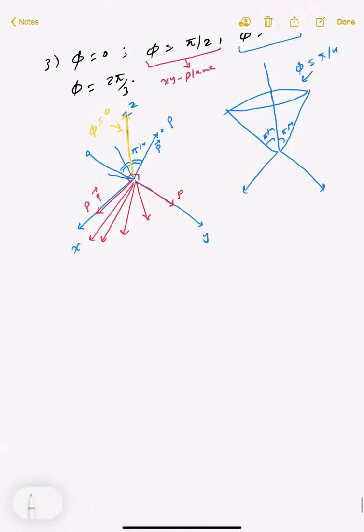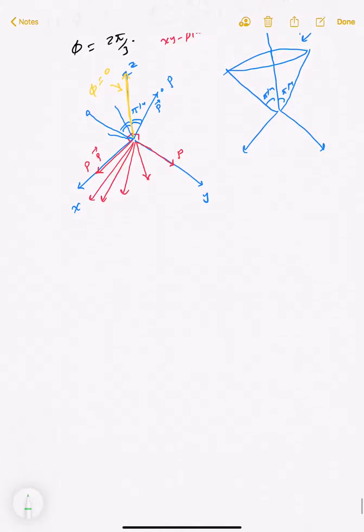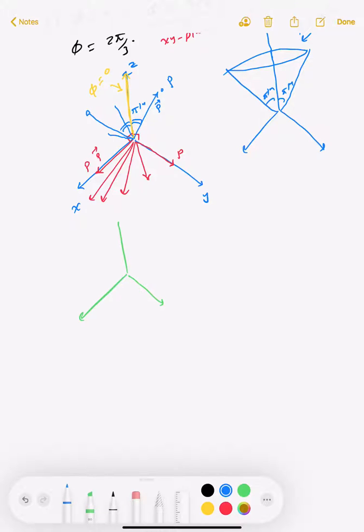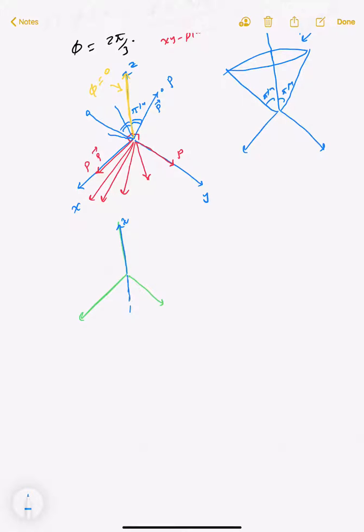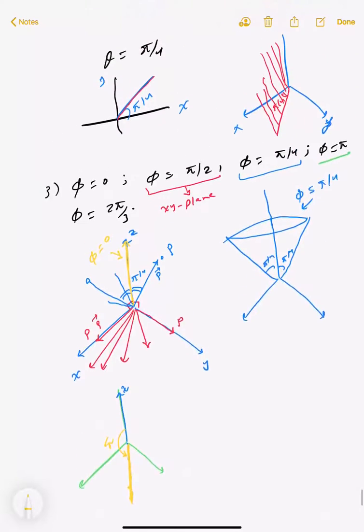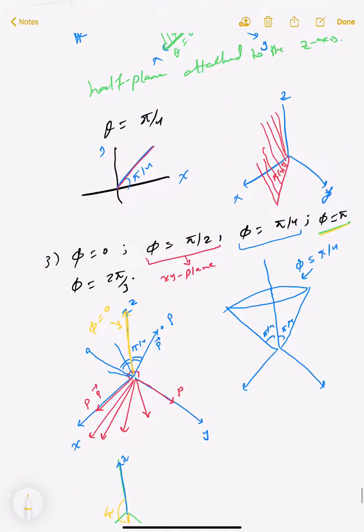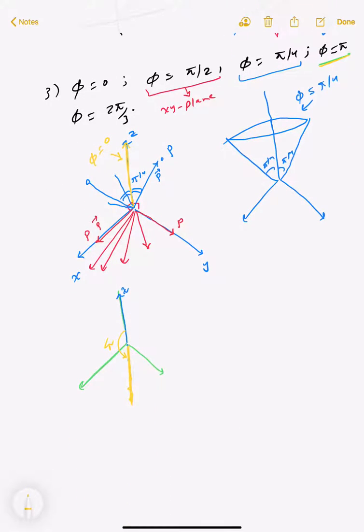What else? Phi equals pi. So if you draw the axis, now you want your point to have an angle pi with the positive z-axis. This is the positive z-axis. The angle pi means you are going down to the negative z-axis. So if you take any point here on the negative z-axis, you measure the angle between the positive z-axis and that vector, it will be exactly pi. So basically, phi equals pi is the negative z-axis.